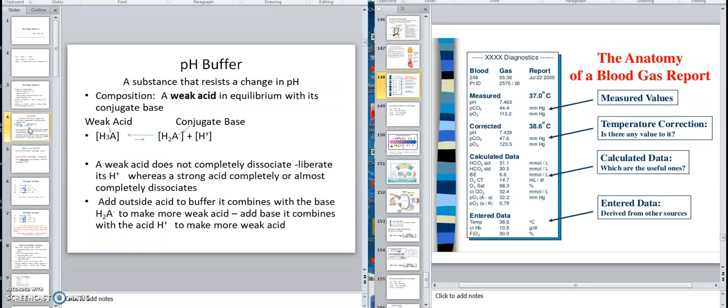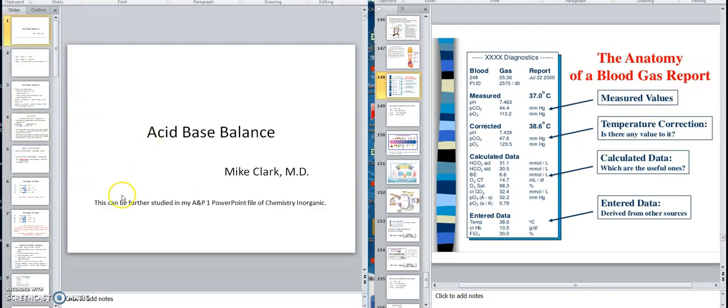pH buffer. What's a buffer? Now, a buffer resists a change in pH. It's a substance that tries to do that. Okay, now if you go back, I know you're in ANP 2, but if you look at my ANP 1 PowerPoint slides in chemistry or inorganic, look at pH, and that'll give you a better idea, because I'm just hitting high points here, assuming you already know. All right, but let's go here.